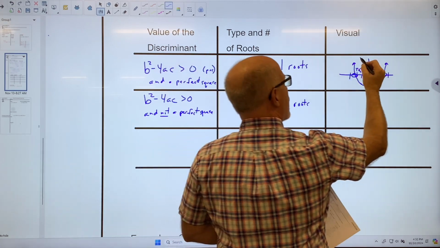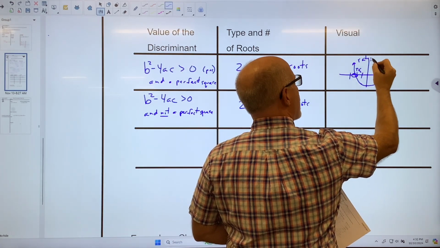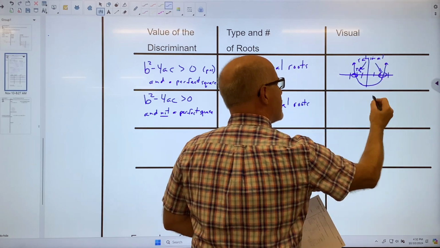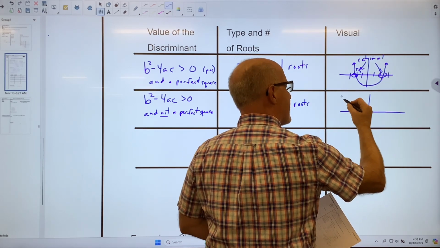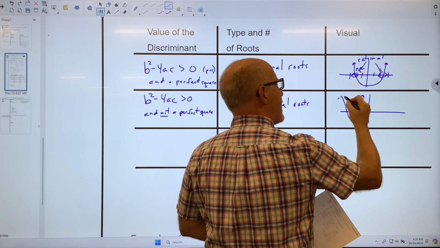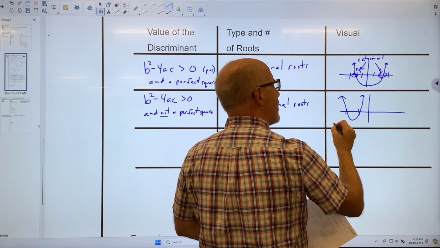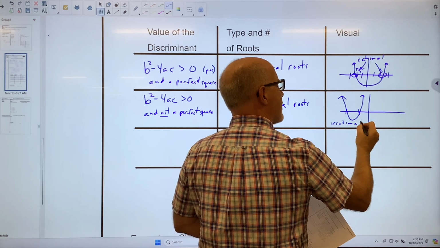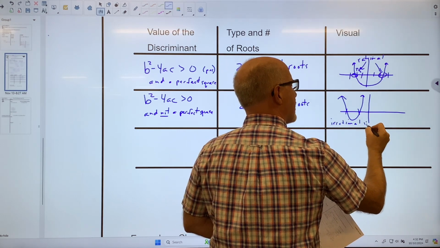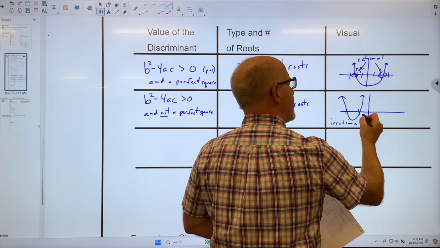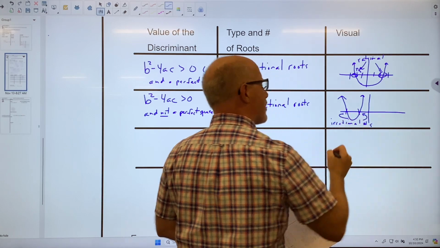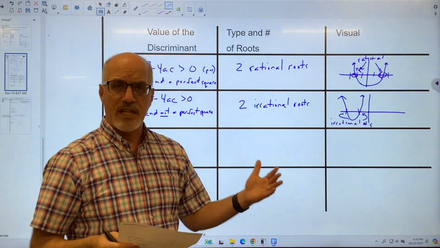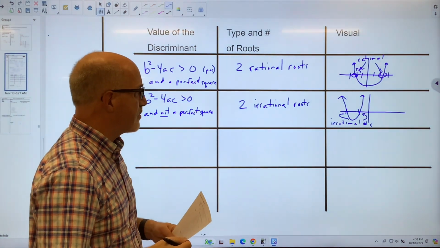Whereas these were rational numbers where it crosses the axis, this one would cross the axis at irrational numbers. Again, it doesn't always have to be symmetric around the axis, but where it crosses here, these are irrational numbers for the x-intercept. So there's two of them because it crosses the x-axis, but the answers are going to be irrational numbers.